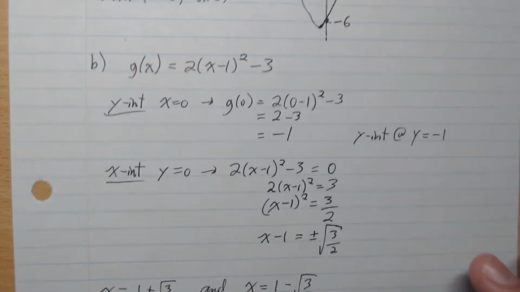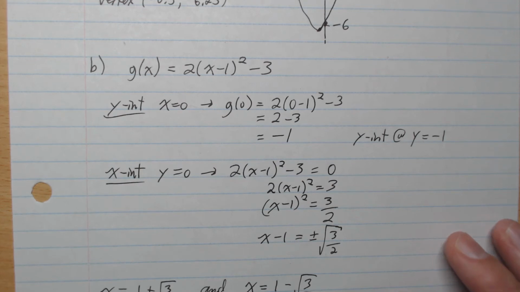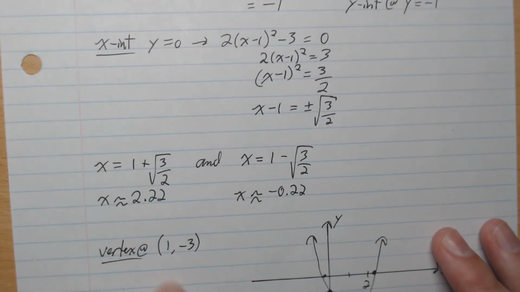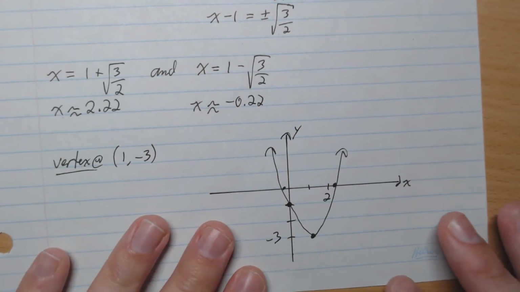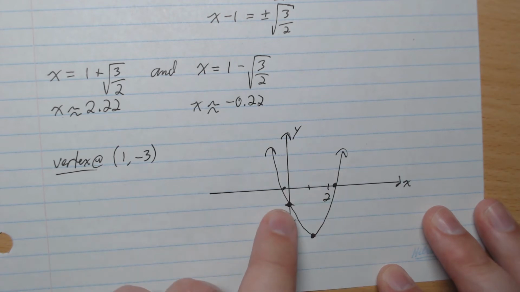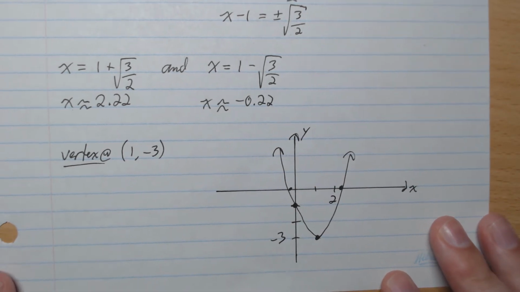Our vertex, very easily, is 1 comma negative 3. We've seen that before. So there's our vertex there. And so here's our graph. We've got the intercepts, the y-intercept and the x-intercepts, and then the vertex right there.